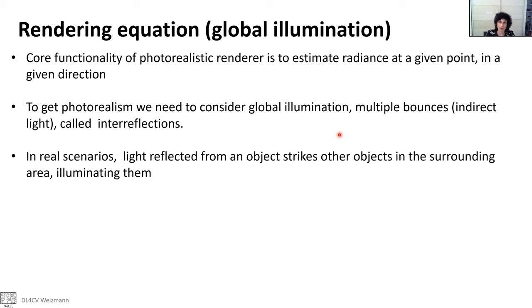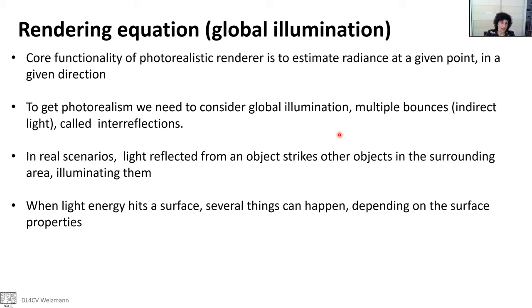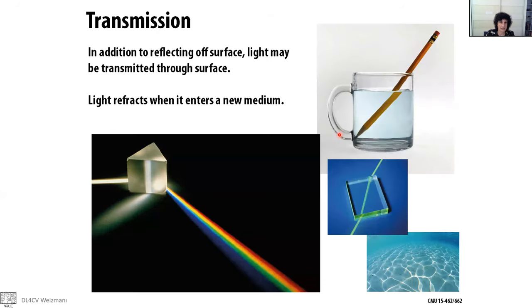So we have to take into account that an object strikes other objects in the surrounding area and illuminates them. We cannot take into account only the direct light. As we saw in the beginning, in the two images, it won't give us photorealistic images. In addition, when light energy hits the surface, several other things can happen, depending on the property of the surface: reflection and interreflection, also refraction, when the light is transmitted into a material and gets out from the material, and also absorption. This is an example that in addition to reflecting off the surface, light goes into the surface and changes its direction when it enters another medium, like here, for example, and here, for example. This also needs to be taken into account.